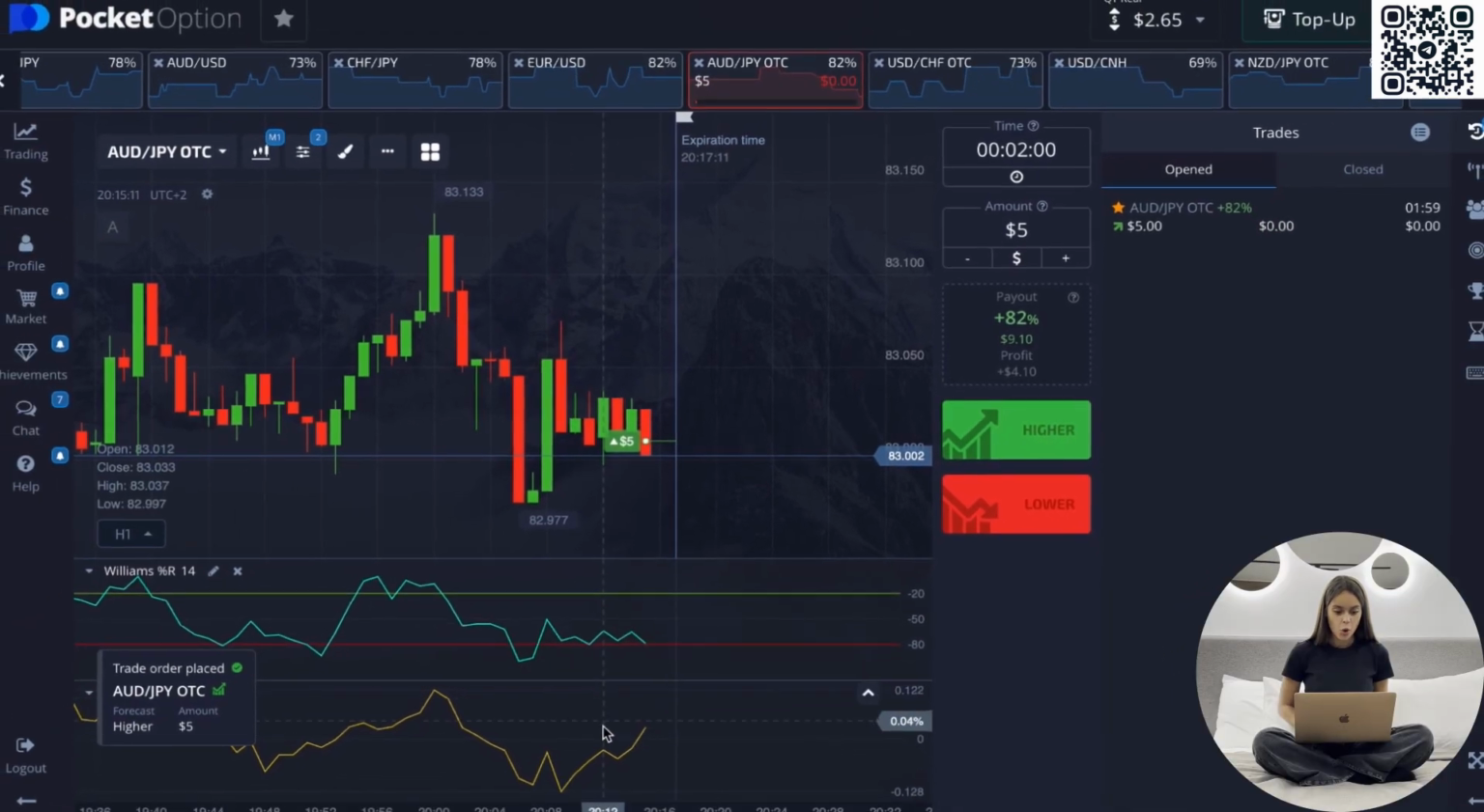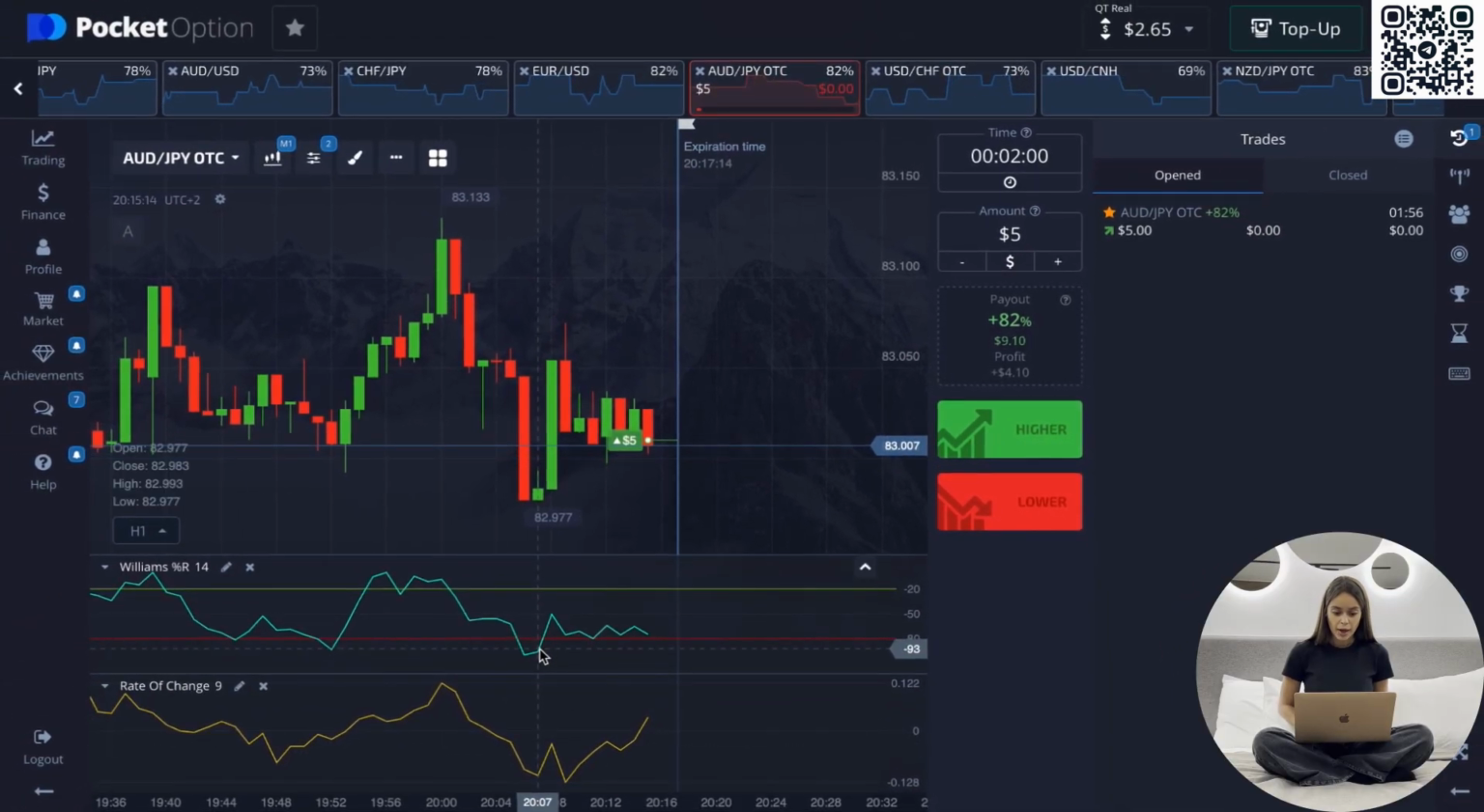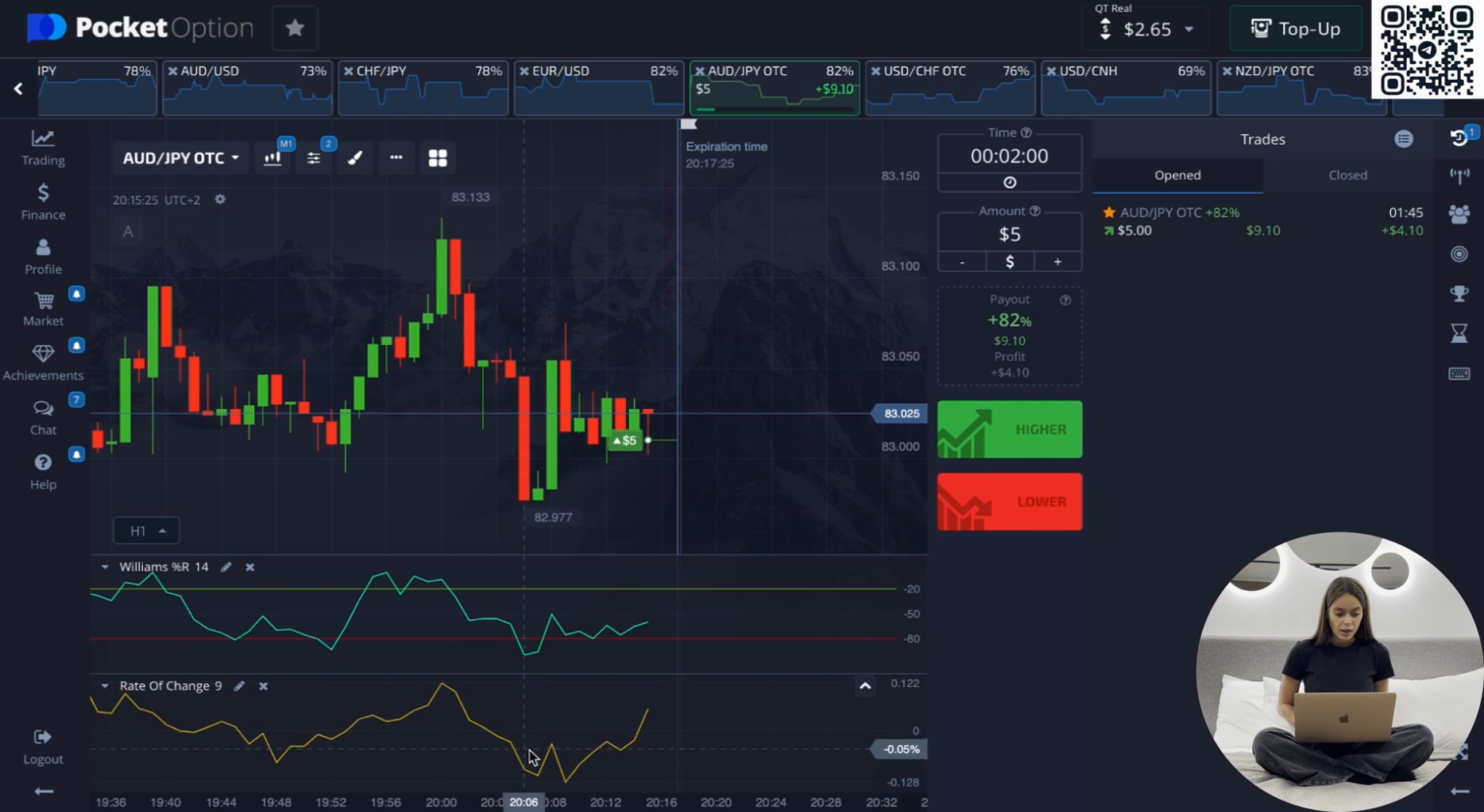So here I have opened a position for an increase. Why? Because as we can see on the Williams Percent Range indicator, the price was in the oversold zone, below the -80 value. At the same time, on the Rate of Change indicator, the indicator line was below -0.05%, after which we saw the price move in an upward direction and cross the zero line of the Rate of Change indicator from bottom to top. It was a buy signal, so here I open a deal to increase by 2 minutes. Now we are waiting for the end of this transaction.